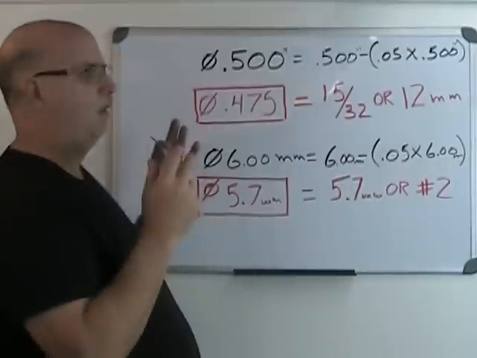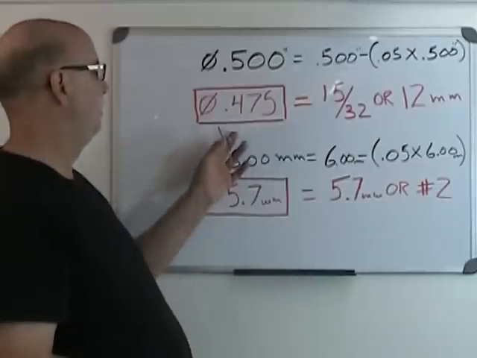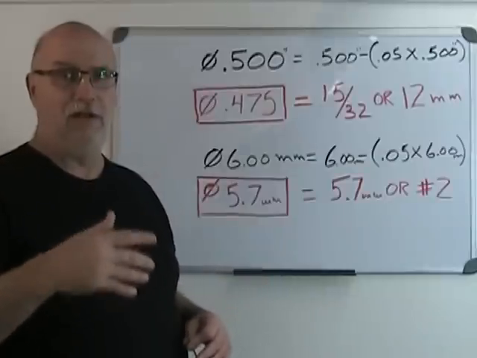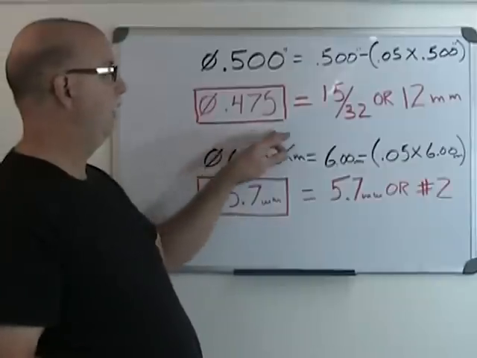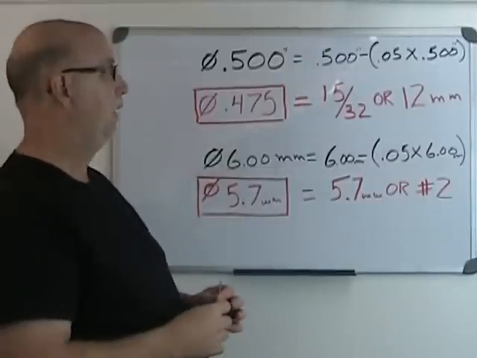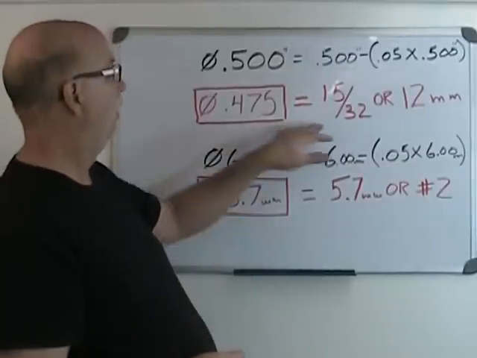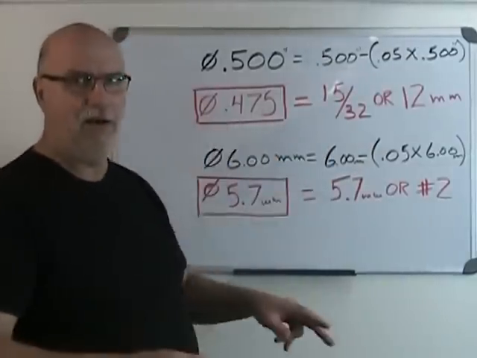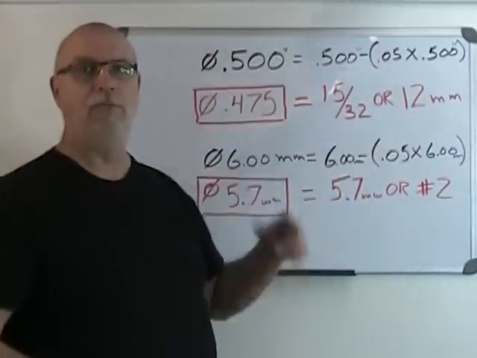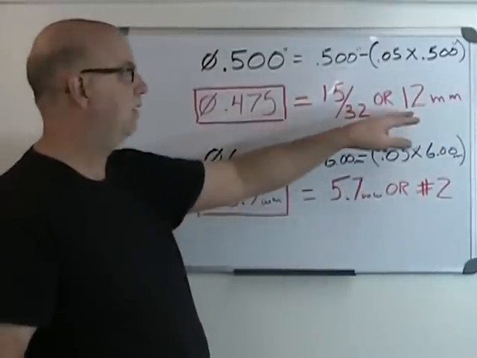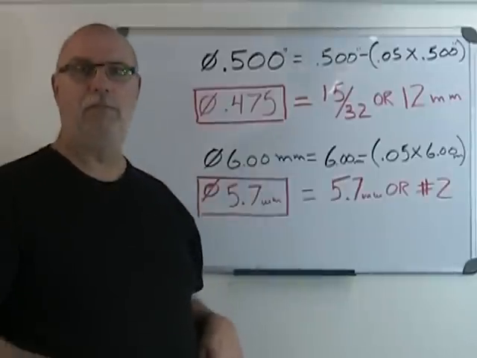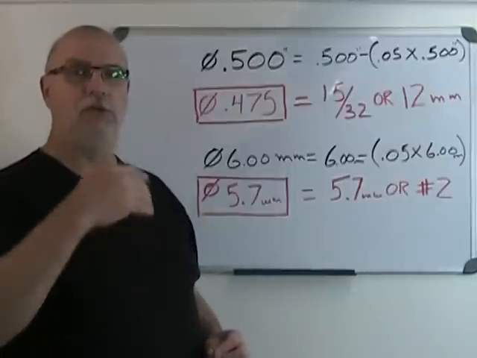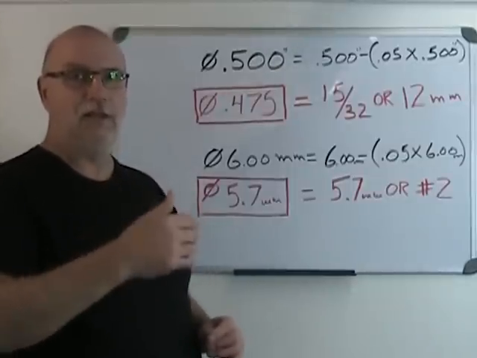Now, we live in the real world. This is a calculated number. In the real world, we have to find a proper drill. Well, the closest that we can get to 0.475 in our standard imperial sets is 15/32 of an inch, and that's reasonably close. But even better than that would be to use a 12 millimeter drill. And that is almost exactly what I want for my 0.475. So you calculate your diameter, and then you choose the closest drill to it that is slightly smaller.